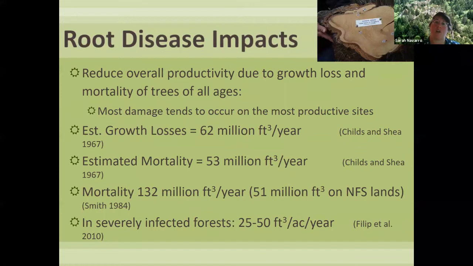And so if we think about the root disease impacts, looking at different studies that have been done, it really reduces the overall productivity due to growth loss and mortality in all ages of trees. And most damage tends to occur on our most productive sites. So here's a couple numbers to really show the damage out there. A lot of these studies have been done in the 60s and in the 80s, and with some new research that's coming out now.